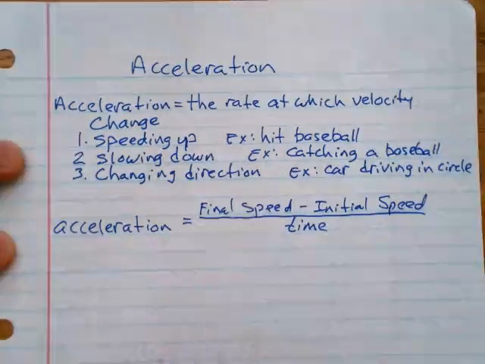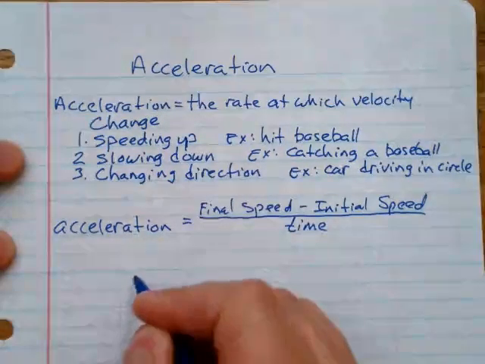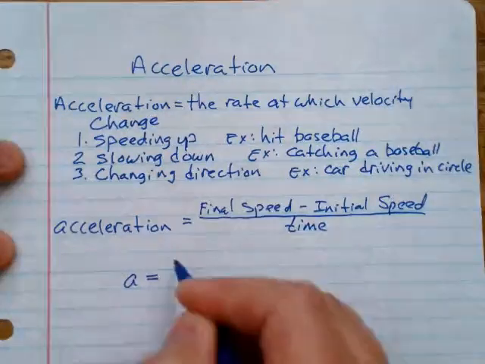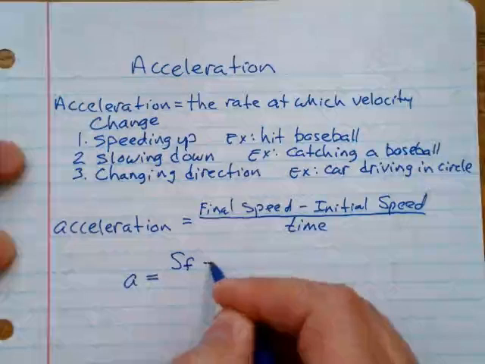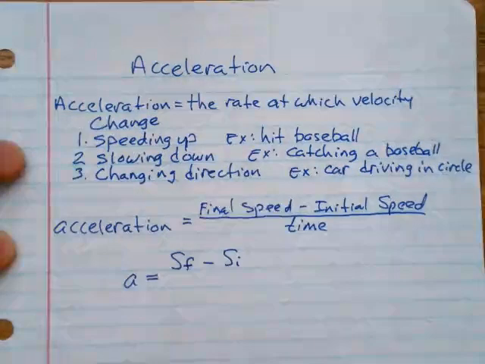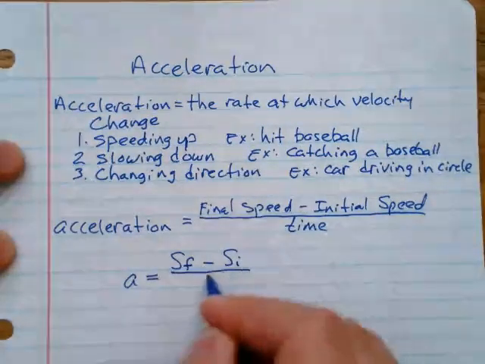But of course, that's way too long to write it that way all the time. So we're going to write acceleration equals speed final, S sub f, minus speed initial, S sub i, divided by the time that all took.